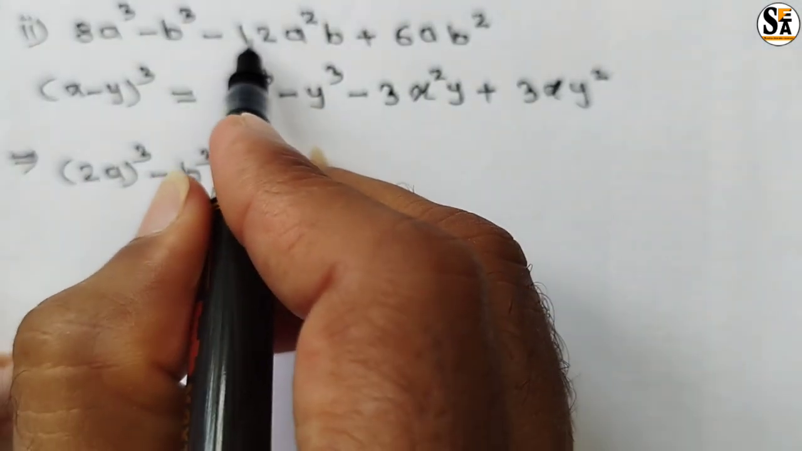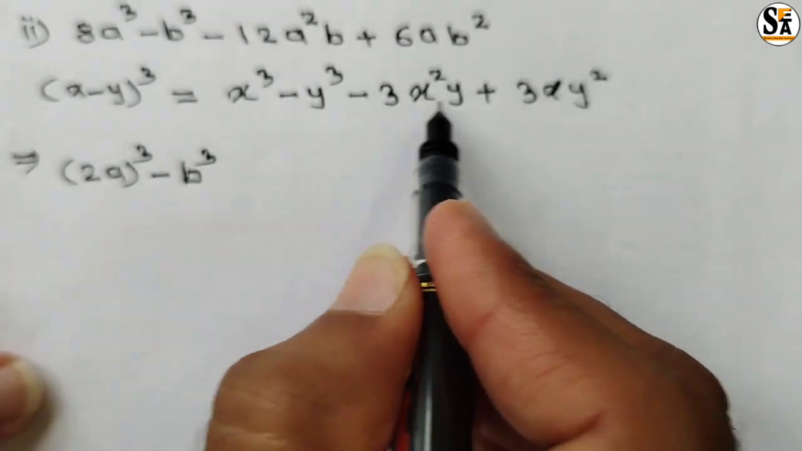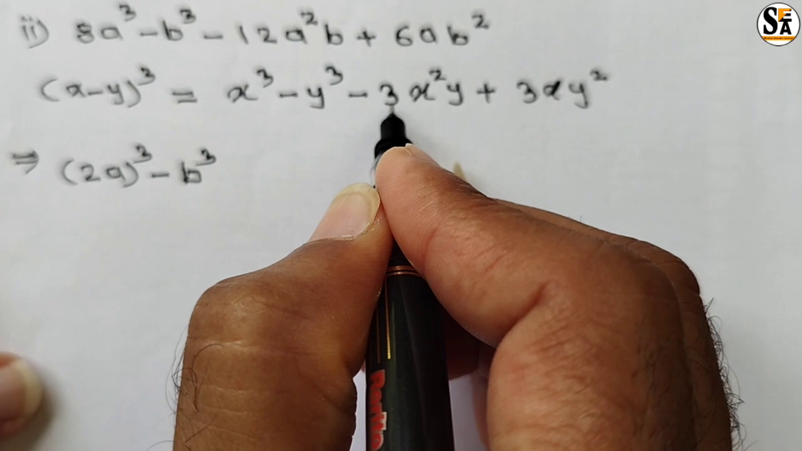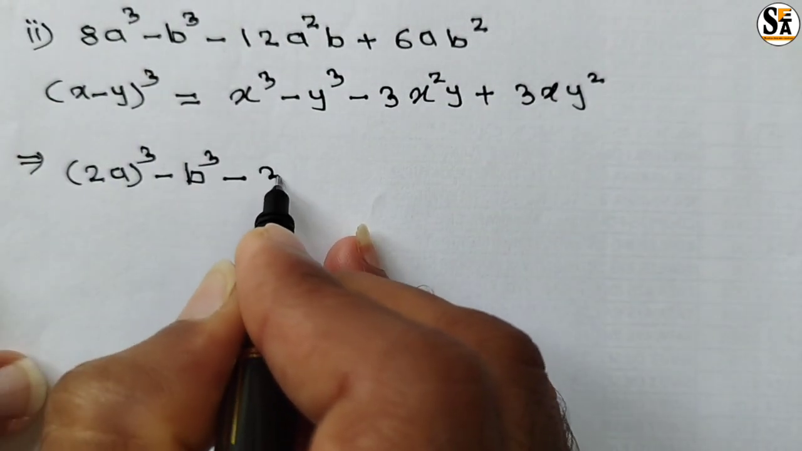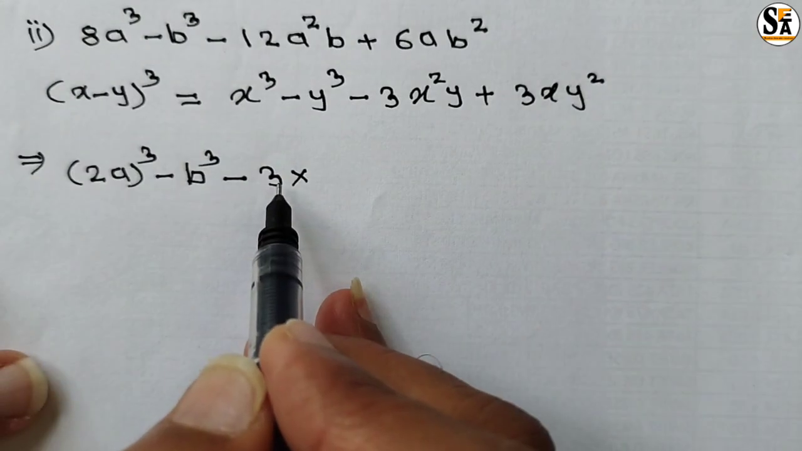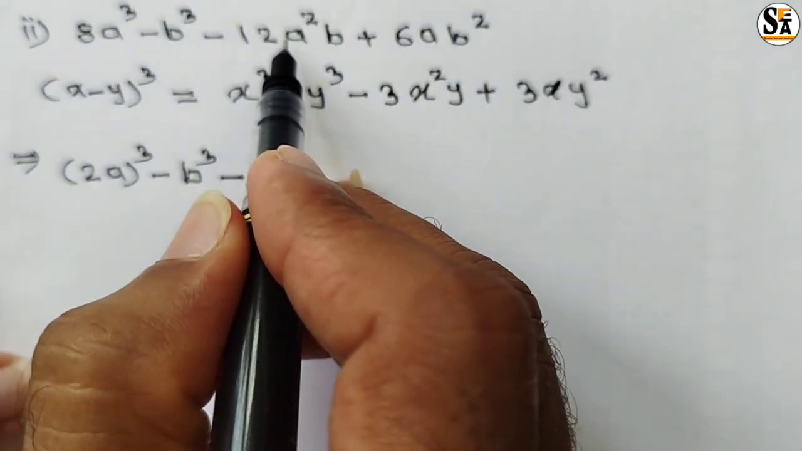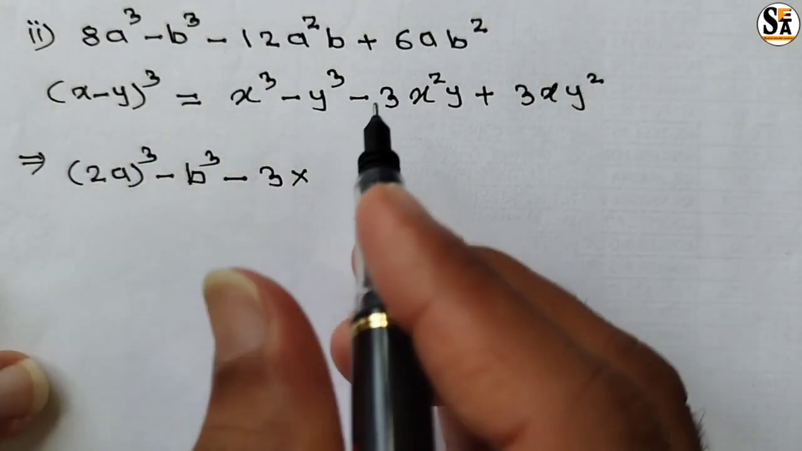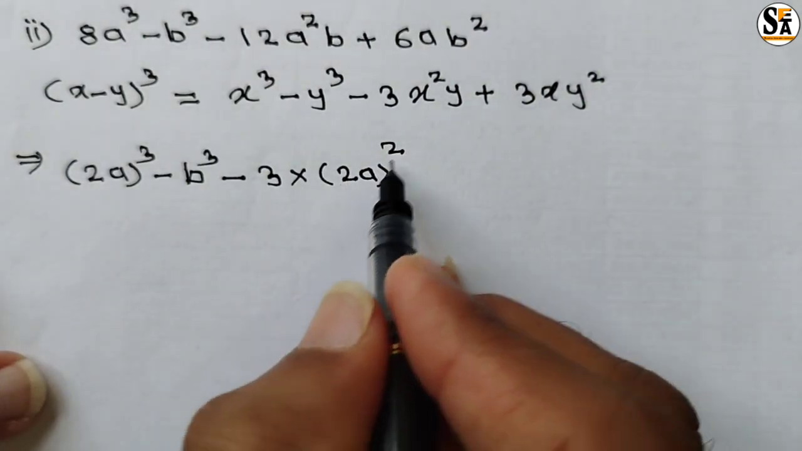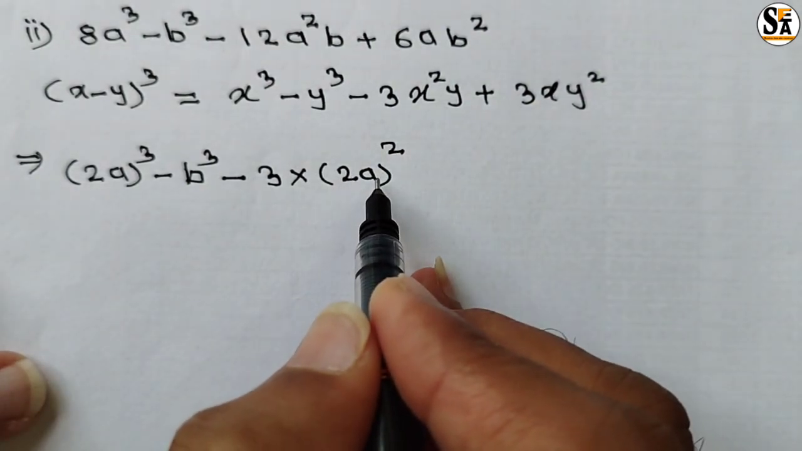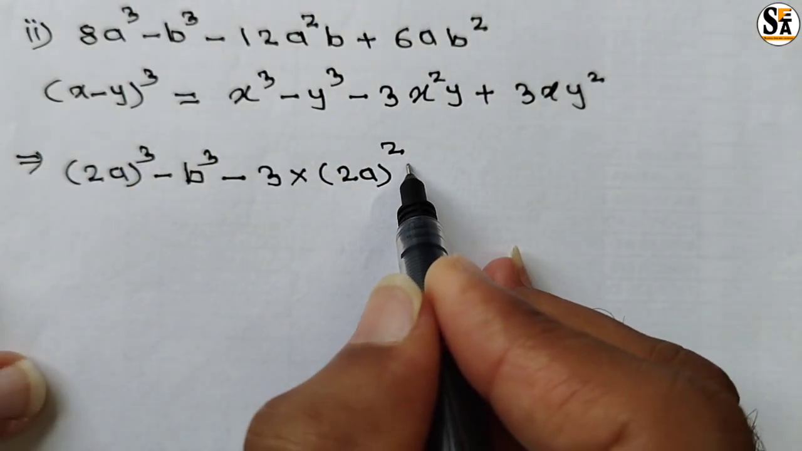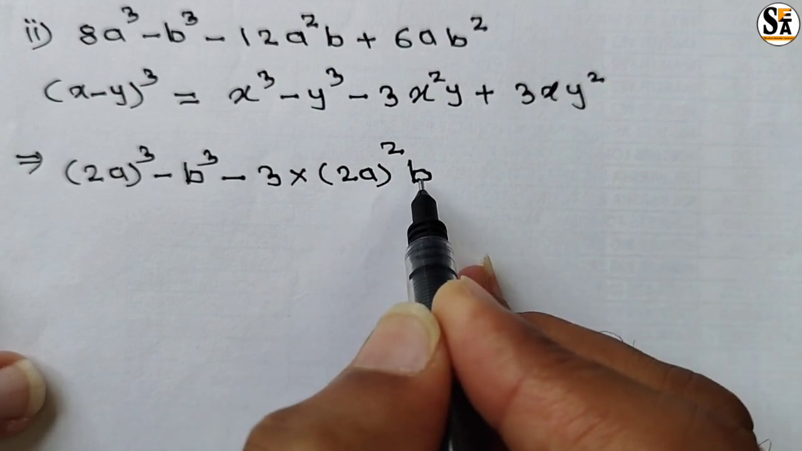Now split this term 12a square b in this format. Of 12, we require a factor 3 here, so write minus 3 into. Now out of 12 we have taken 3 out, so there will be 4, and 4 is the square of 2. This 2a, so we can write (2a) bracket square, isn't it? (2a) bracket square means 4a square. 4 into 3 is 12. So we got this coefficient 12 as it is, and the remaining factor b as it is.